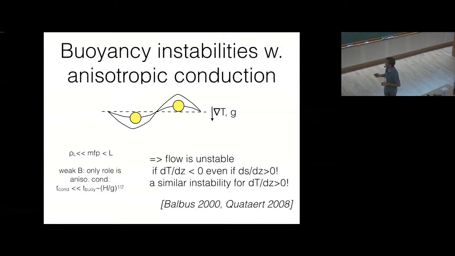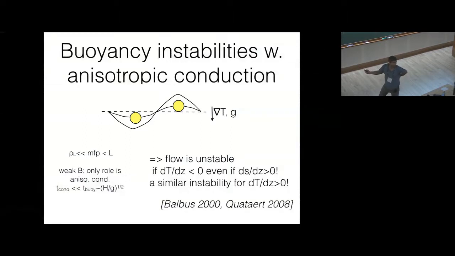Right. So basically what it says is if dT/dz is negative, then it's unstable, even if the entropy gradient is stable according to the standard criteria. We have to keep in mind that we are in this regime where the conduction time is much shorter compared to the buoyancy time scale, which is square root of H by g, where H is some sort of scale height, which is actually okay for these systems. These are dilute conductive plasmas.